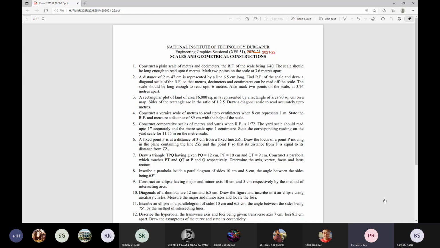Or another thing, if you think simply, the ratio of the rectangle's sides is 1:2.5. So a rectangle of 90 square centimeter will have length and width of how much? 6 by 15, 6 centimeter by 15 centimeter. And what about the 16,000? It will be 80 meter by 200 meter. So you can take it both ways. Either you represent 6 centimeter for 80 meter or represent 15 centimeter for that 200 meter.